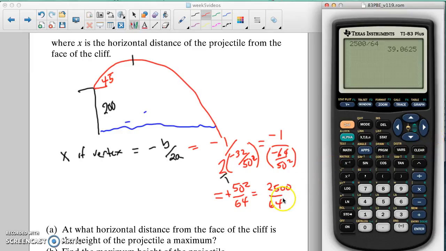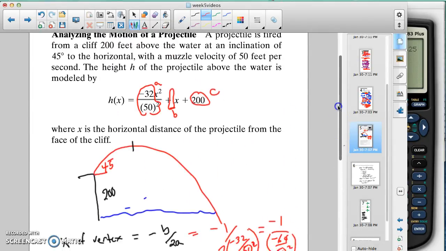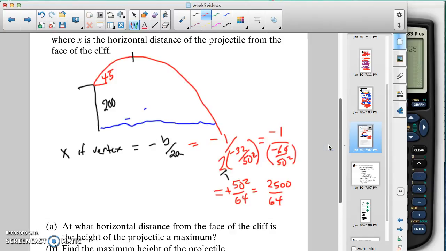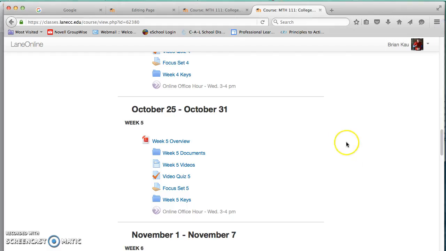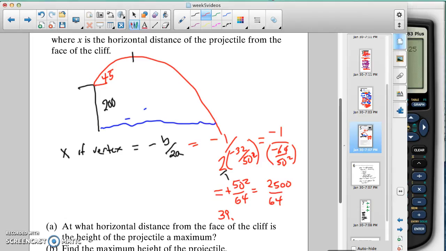39.0625 feet, if this is in feet. Is this in feet? Yes. So approximately 39.0625 feet. Okay, so that's our value.